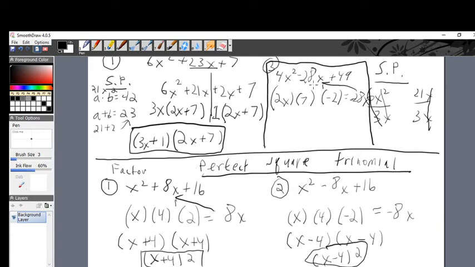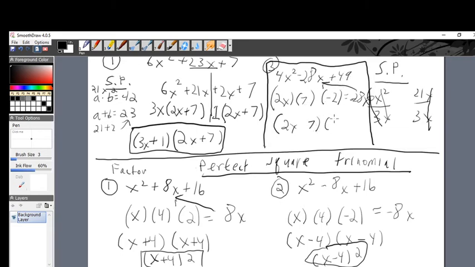This is a hard problem to do. This is not an easy one. The coefficient of x squared is not 1 anymore. This is not so easy, but if you can see through that it's a perfect square trinomial, then we're in business. All we got to do is take the square root of 4x squared, which is 2x. We already know it. Take the square root of 49, which is 7.